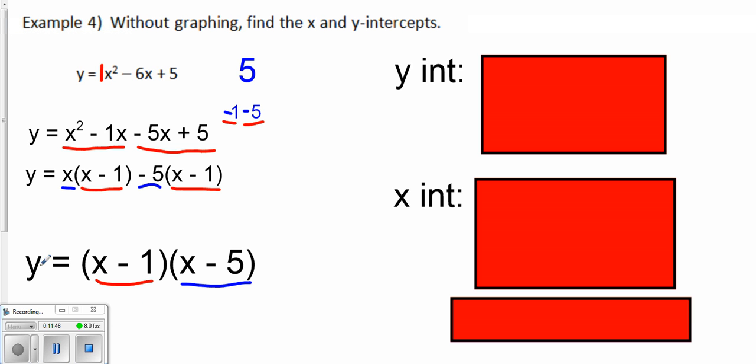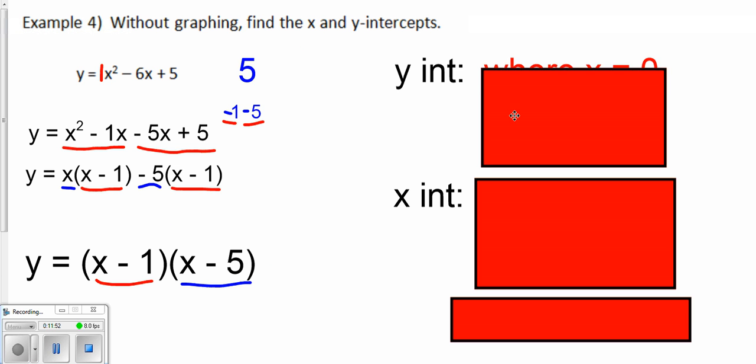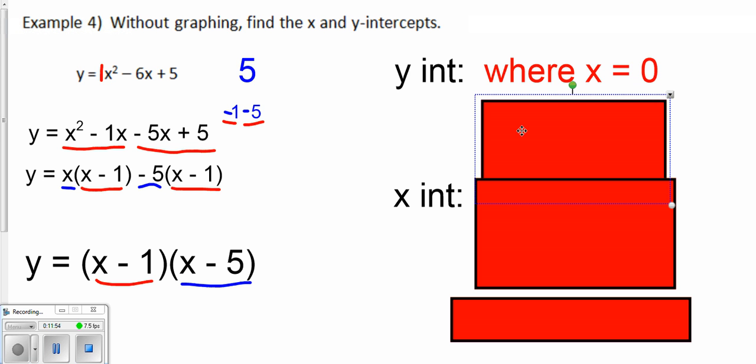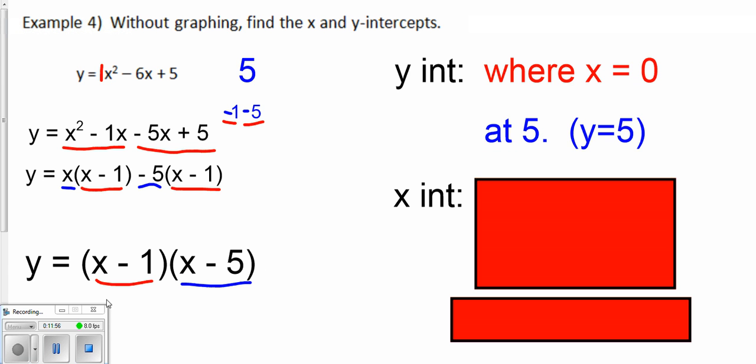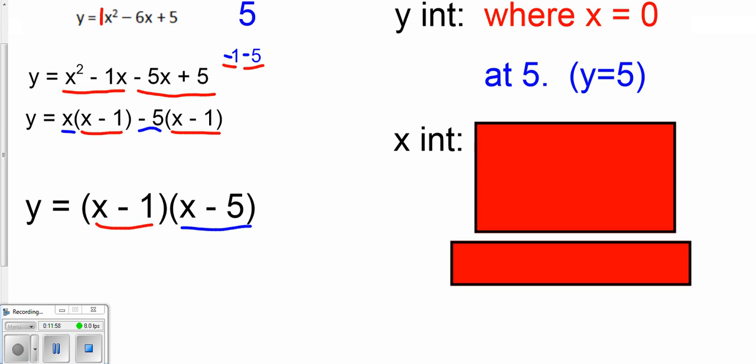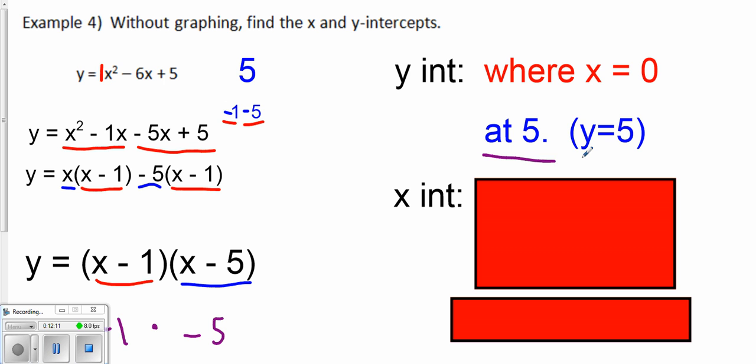Now that we have the factored form of our equation, or of this quadratic function, remember the y-intercept is wherever x equals 0. So if we were to plug in x equals 0, we would get 0 minus 1 is -1 times 0 minus 5 is -5. -1 times -5 is +5. So that would be our y-intercept.